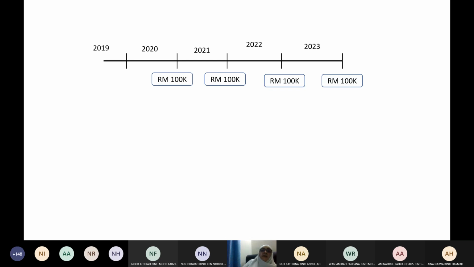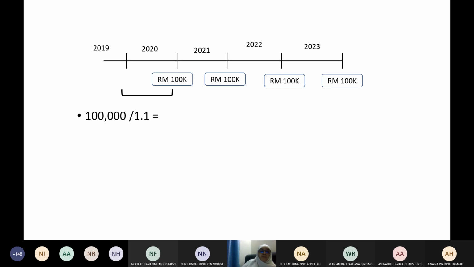So what you have to do is, you know that there is 100,000 ringgit generated each year by this asset. So you put the 100,000 ringgit at the end of each remaining year. Since there are 4 years, you put 100,000 four times at the end of each remaining year, and you have to discount it. The easiest way is to start with the discounting from the earliest year, which is the end of 2020 to the end of 2019.